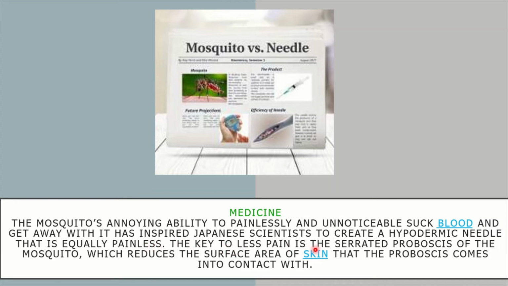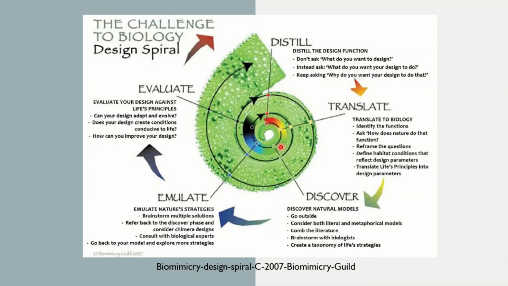The key to less pain, of course, is the serrated proboscis of the mosquito, which reduces the surface area of the skin that it enters. Now, I know there are many examples, and for those that are curious, I know you will look for as many examples, because there are extremely many: architecture, transport, landscaping, wind. Almost every other industry uses biomimicry. So this is just a summary of how we come up with structures and systems that have a biology or nature inspiration.